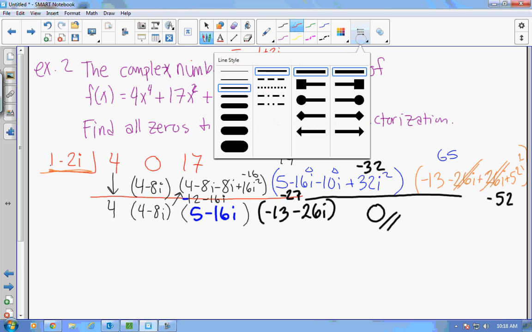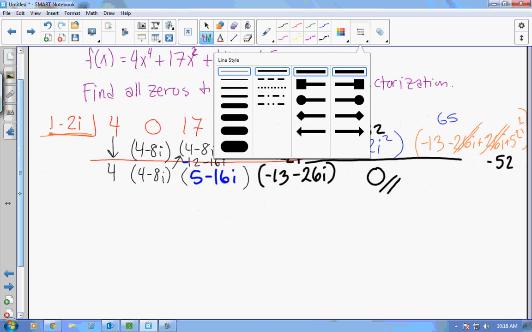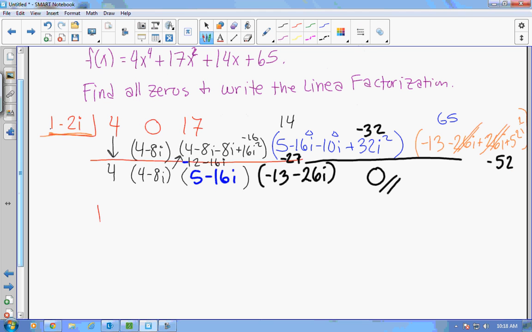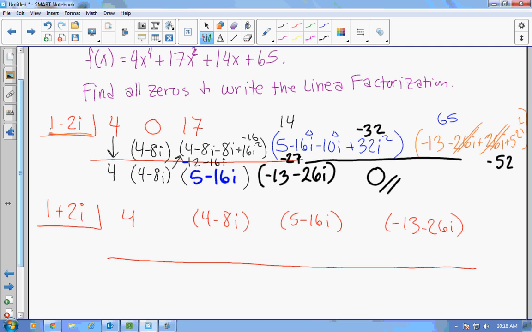Okay. Now we have a conjugate. The conjugate was 1 plus 2i. Let's do it one more time. Leave some space. We have a 4. Make sure we've learned we have to leave a lot of space. 4 minus 8i. I'm just taking these things we found last time, the new coefficients: 5 minus 16i and negative 13 minus 26i. The good news is this is the last step of the synthetic division.